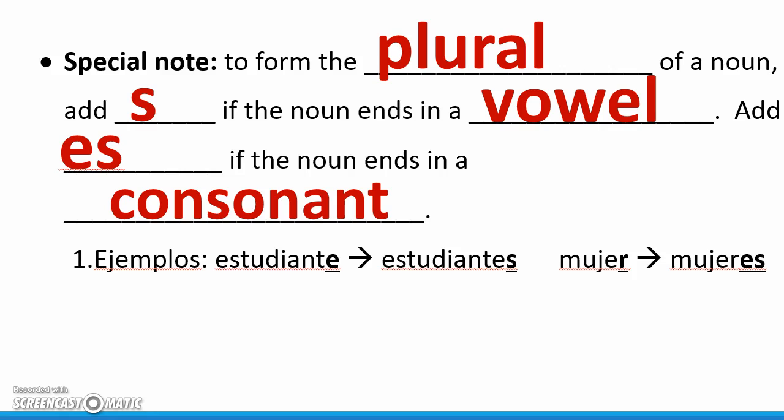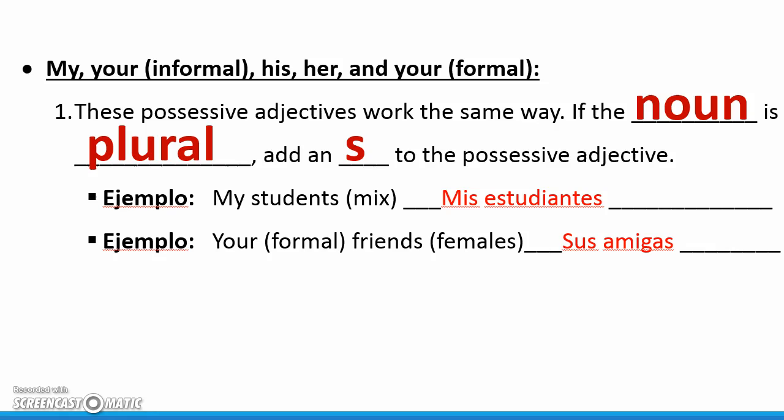Ahora, para cambiar un sustantivo singular a la forma plural. So to make a noun plural, I just add an S to the end of my word if the noun ends in a vowel. Por ejemplo, estudiante, estudiantes. I just add ES to the end of the noun if the word ends in a consonant. Por ejemplo, mujer, mujeres. And that's the rule that I use every single time. There are no exceptions.